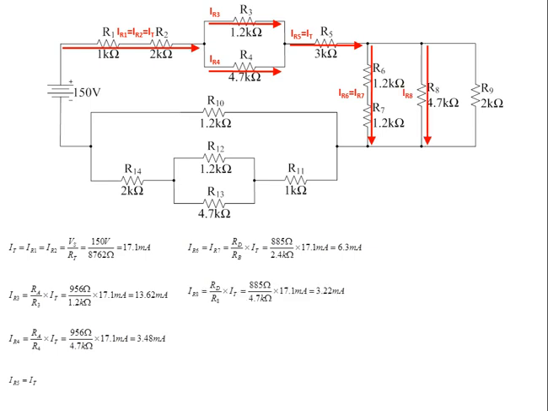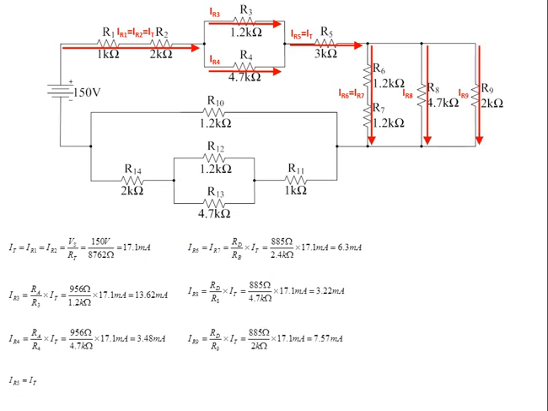Next, we'll calculate the current flowing through resistor R8. So again, we know there's 17.1 milliamps flowing into this parallel section. We multiply that by the resistance of this parallel section of 885 ohms over the resistance of resistor R8, as we want to get the current going through this branch, and we get a current value of 3.22 milliamps.